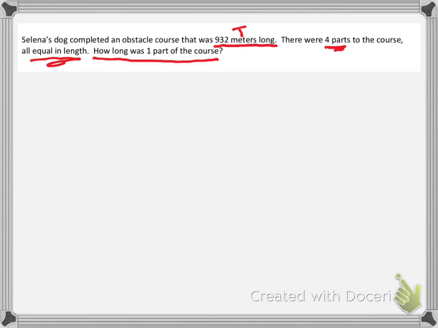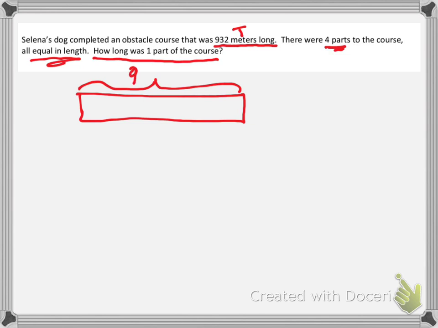Well, I'm going to look at this as a tape diagram. It's going to make our tape. And this whole thing right here is going to be the total, 932 meters long. And they want to separate this into 4 equal parts, right? So there's part 1, here's a part, here's a part, and here's a part. And we want to know how much is just one of those parts. Well, we're going to divide, and we are going to divide 932 by 4.